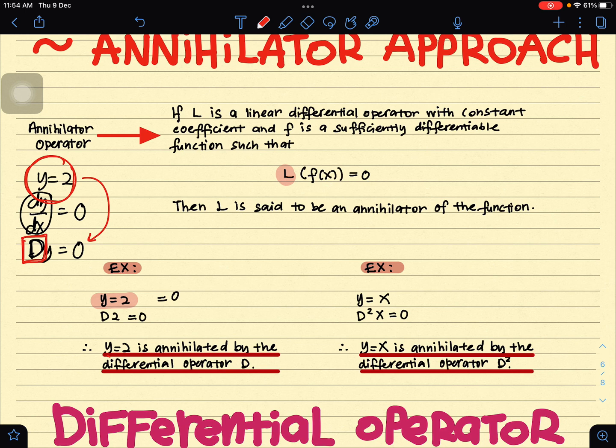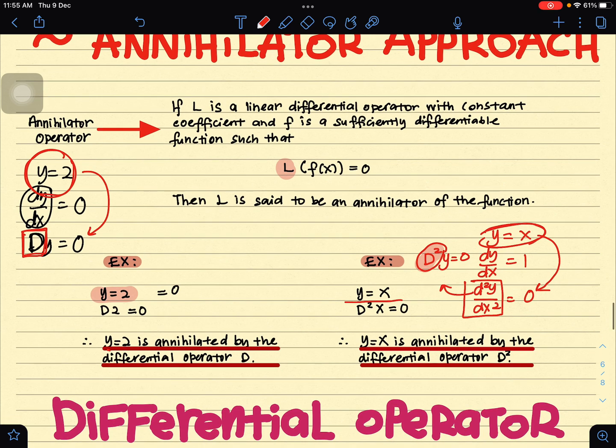Okay, let's say you have y equal to x. You differentiate once, you will get dy/dx equal to 1. It's not yet 0. You differentiate twice, you will get d squared y/dx squared equal to 0. This second derivative can be written in the form of differential operator such that D squared y equal to 0. It means that the differential operator D squared transforms y equal to x to become 0. Therefore, this is called an annihilator operator for y equal to x.